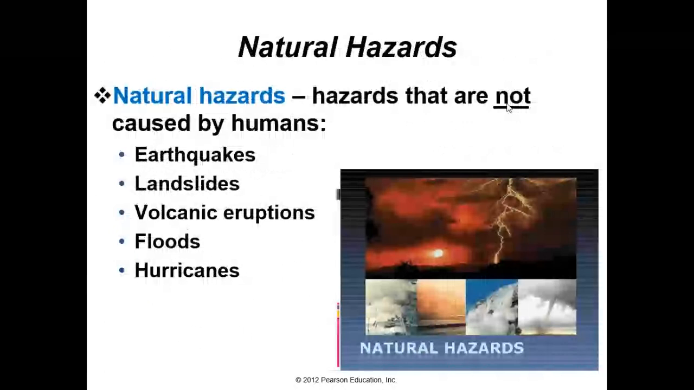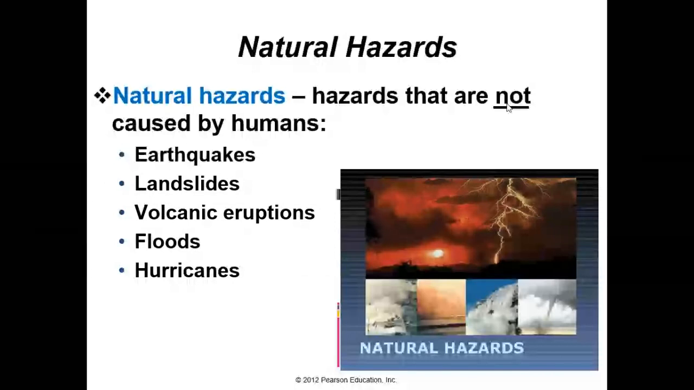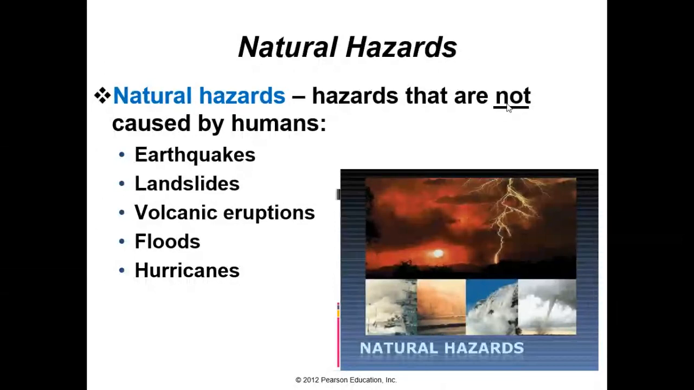So natural hazards are not human-induced, of course. These are things like earthquakes, landslides, volcanic eruptions, floods, etc. These are things that are going to happen regardless of whether people are around or not. It's just that when these do happen, you're going to see loss of life and loss of property, things like that. So natural disasters, of course, do affect us.